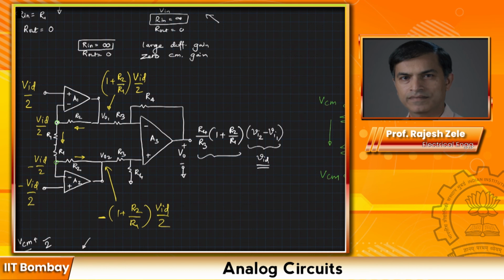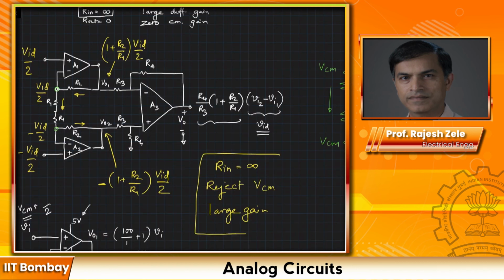So the interesting thing of removing just this one connection is the common mode is not amplified by the first stage. However, the differential signal is nicely amplified. Okay, so this particular amplifier is used universally in many applications, and it is called an instrumentation amplifier.